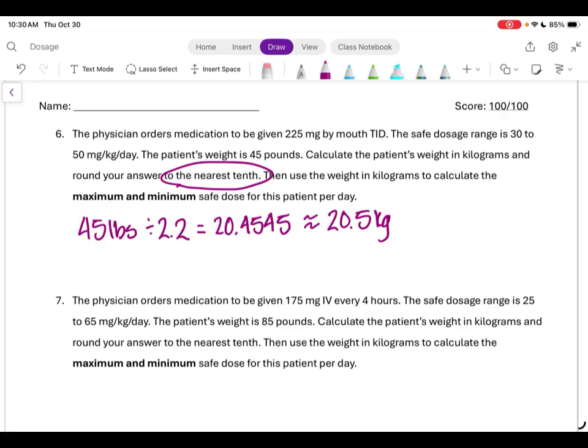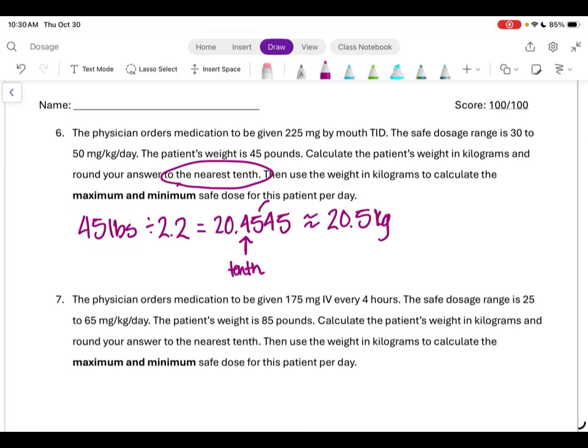Because the tenth place is right here, the first one after the period. Now you have to look at the number next to it. So this 5, if it's 5 or above, then this number goes up by 1. So 20.5. If this 5 was a 4 or less, then the answer would just be 20.4. All right, so we have our weight.